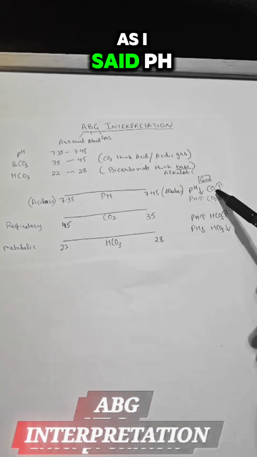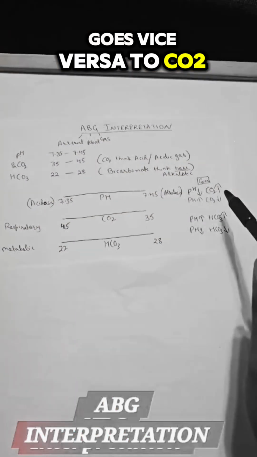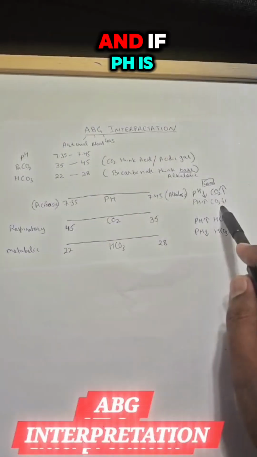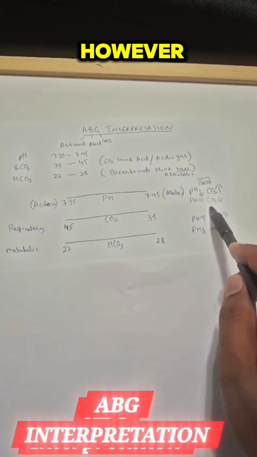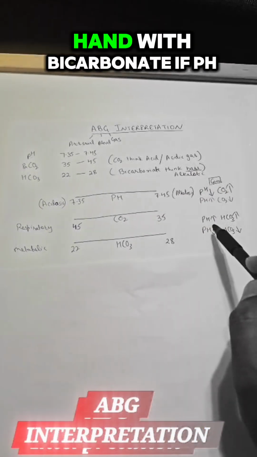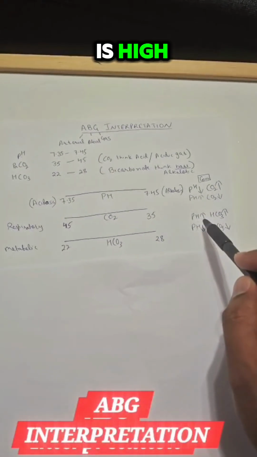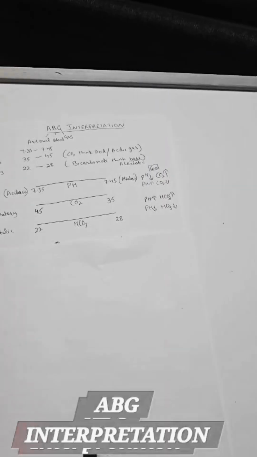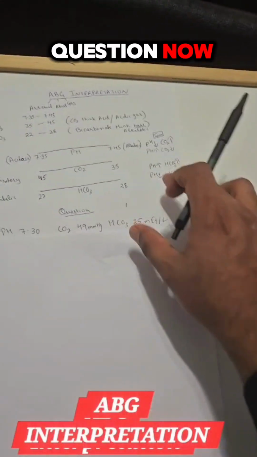So as I said, pH goes vice versa to CO2. So if pH is down, CO2 will be high, and if pH is high, CO2 will be low. However, it goes hand in hand with bicarbonate. If pH is high, bicarbonate is high. If pH is low, bicarbonate is low. Let's just practice one question now.